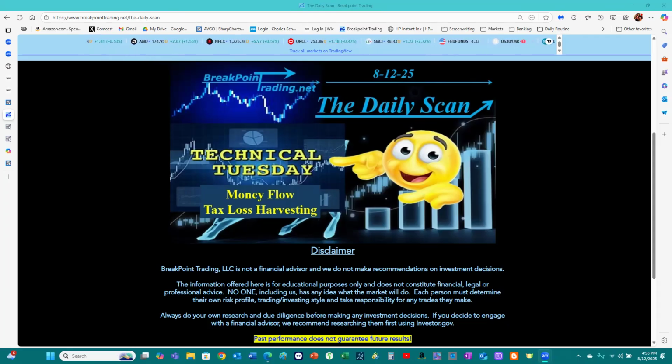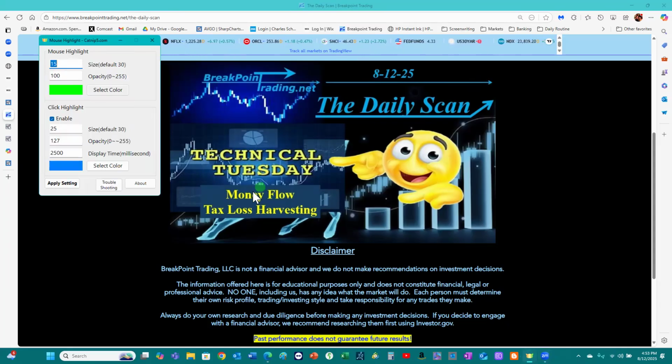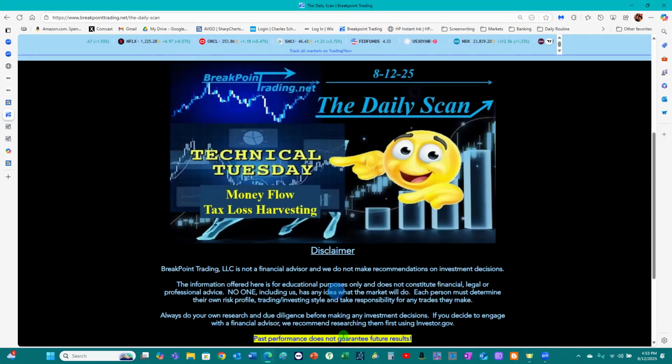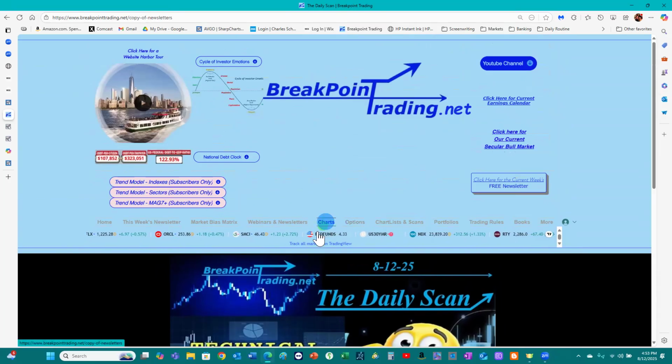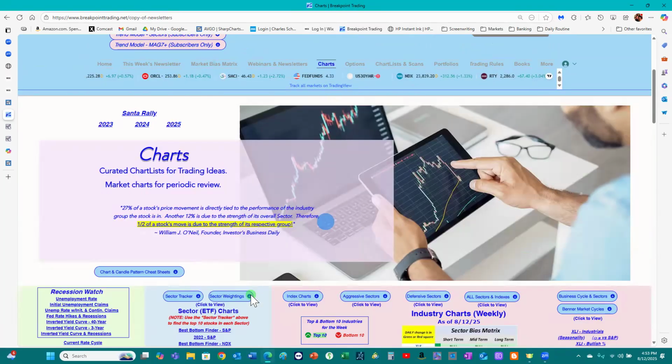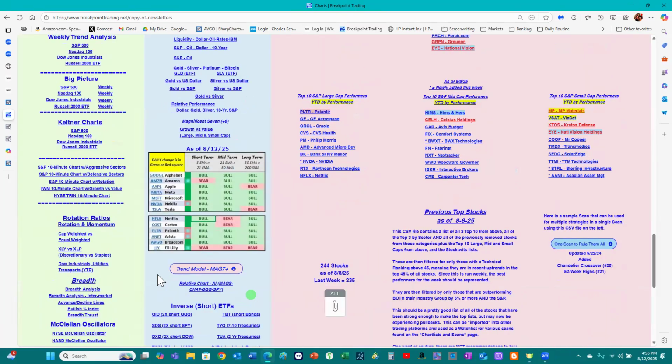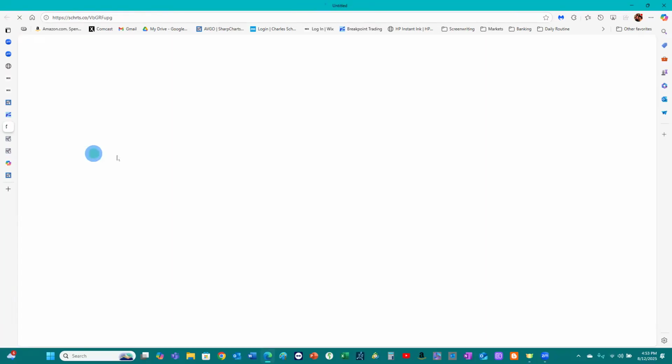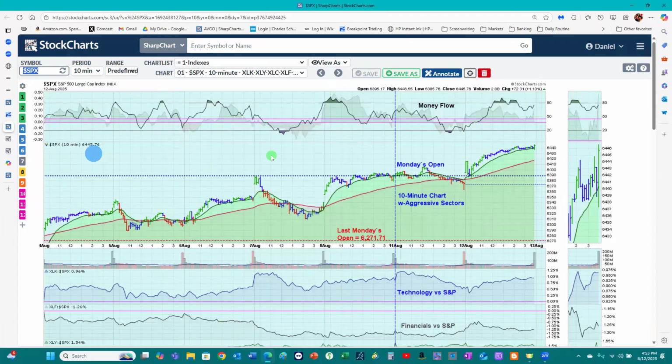But before we do that, let's take a look at the market. The market continued to go up today after the midday update. And as always, I'm not a financial advisor, so this is for educational purposes only. Let's jump over to the charts page and take a look at the 10-minute charts and see where we ended the day. And you'll see the market just kept on going higher.